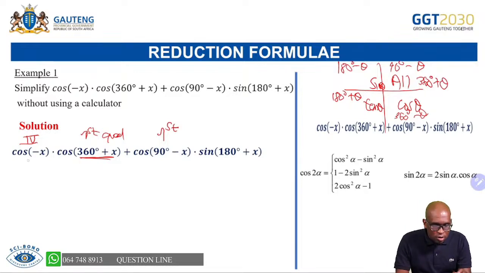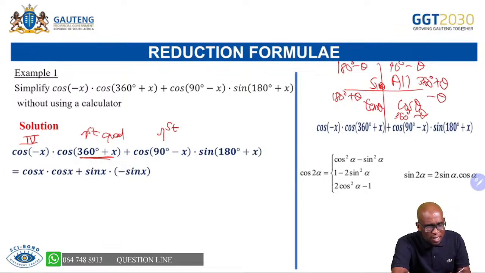Now, if you check, the cosine of negative x is in the fourth quadrant because we are saying we have negative angles in the fourth quadrant, and cos is positive in the fourth quadrant. That is why here we will present a positive cos x. Second one, cos of 360 plus is in the first quadrant, and in the first quadrant all trig ratios are positive, so this would be a positive cos x. Then we look at this cosine of 90 minus.